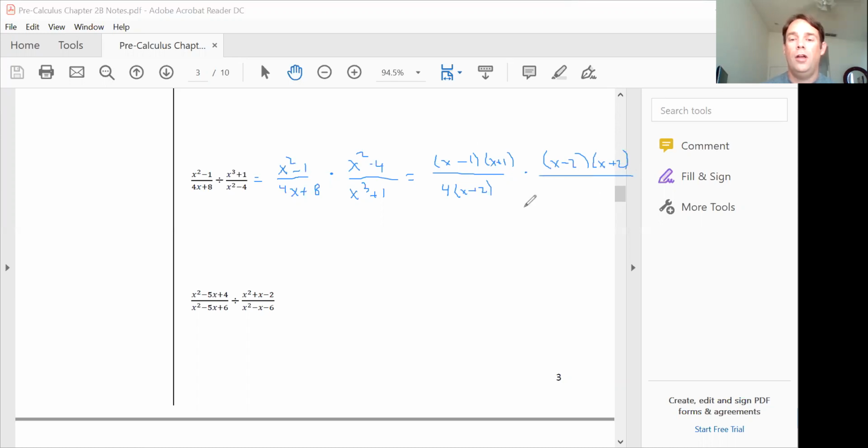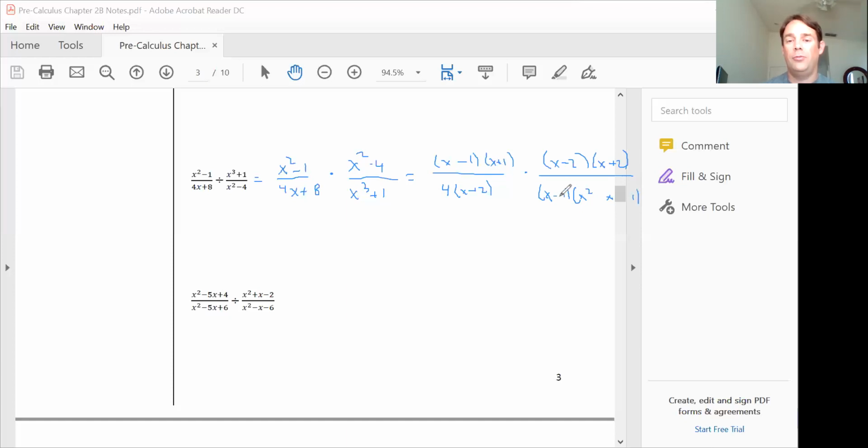All over, and now I have a sum of cubes. So I'm going to use my SOAP formula here. So there's my two perfect cubes. X squared. X times 1 would be x. 1 squared would be 1.